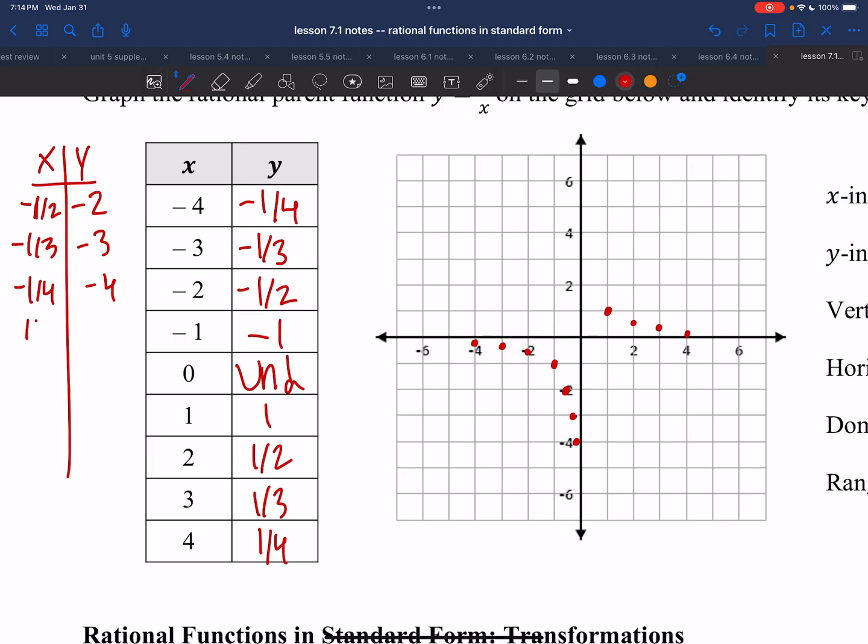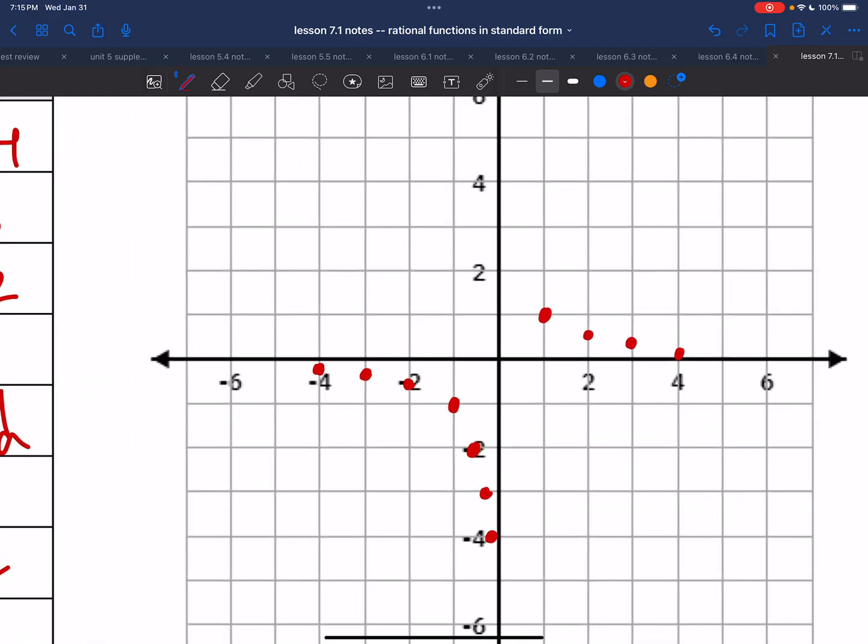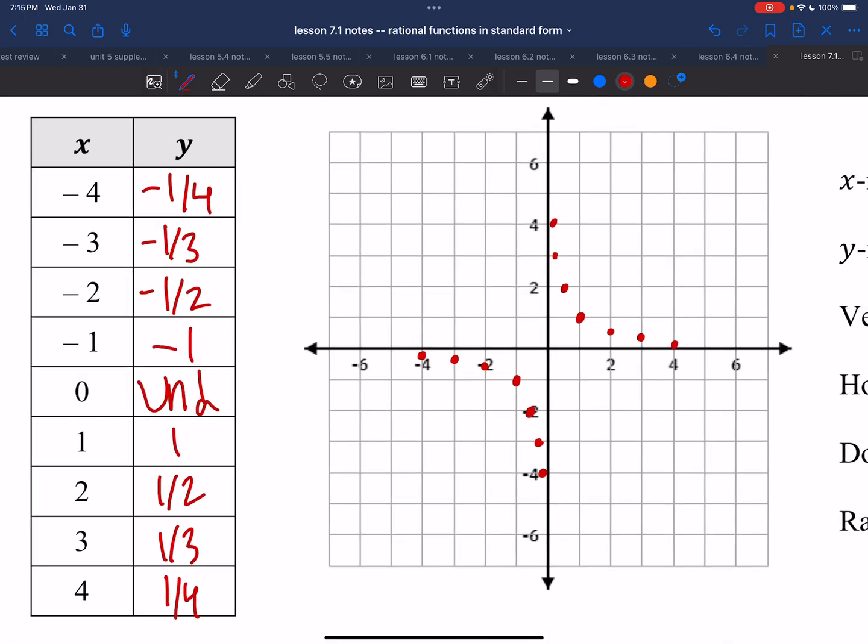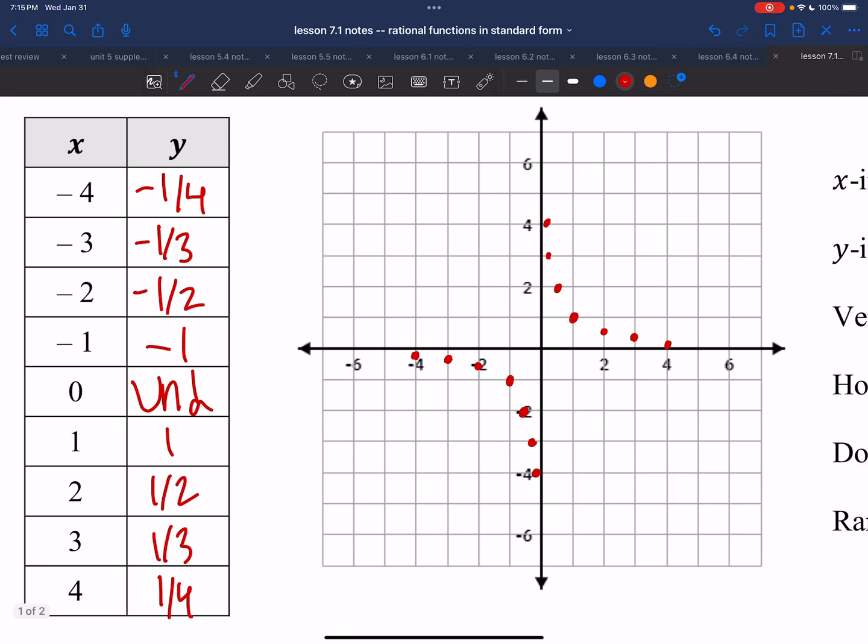And similar idea, when I plug in 1/2, I get 2. 1/3, I get 3. 1/4, I get 4. And I'll plot some of those. 1/2 here, and then here, and then here, right? And so I'm kind of starting to see what this curve really looks like. And I can also imagine what's happening.